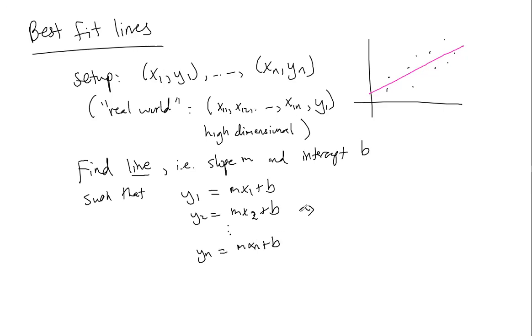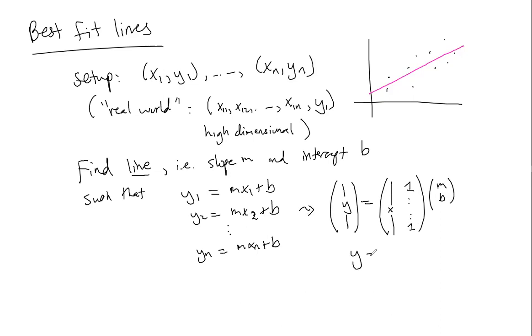Right, and like always, we're going to write this in matrix form. So this is the y vector equals, so m and b are the things we're solving for. If we multiply this out, m is being multiplied by your x vector, and b is just being multiplied by 1 each time, so we're just going to put some 1s in here. And now we have a matrix equation. This is y equals A times (m, b).